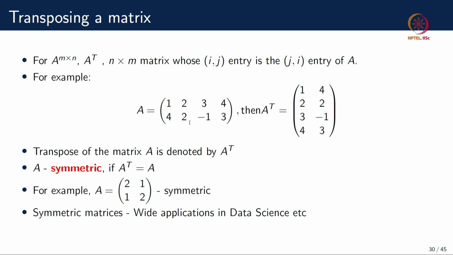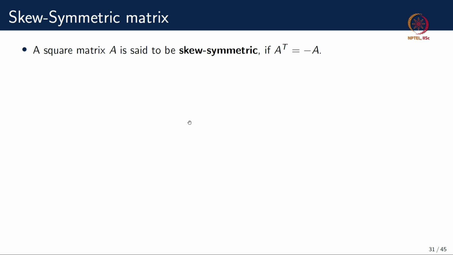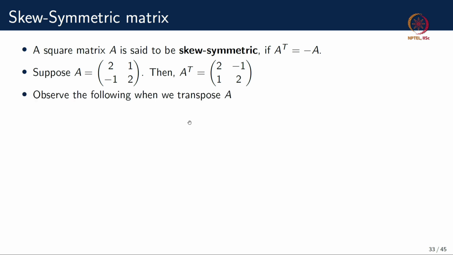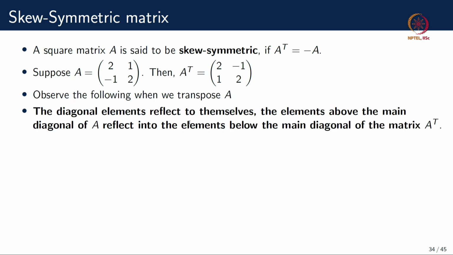A square matrix A is said to be skew symmetric if A transpose is equal to minus A. Suppose A is equal to [2 1; -1 2], then A transpose is equal to [2 -1; 1 2]. However, we see that when we transpose, the following happens. The diagonal elements reflect themselves. The elements above the main diagonal of A reflect into the elements below the main diagonal of the matrix A transpose.